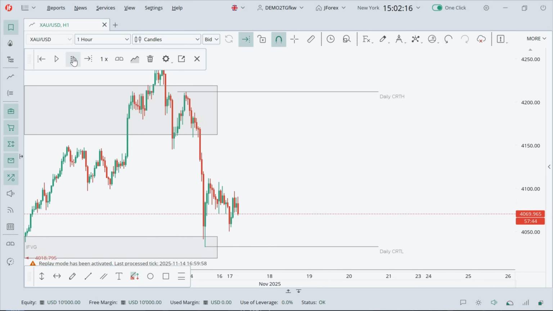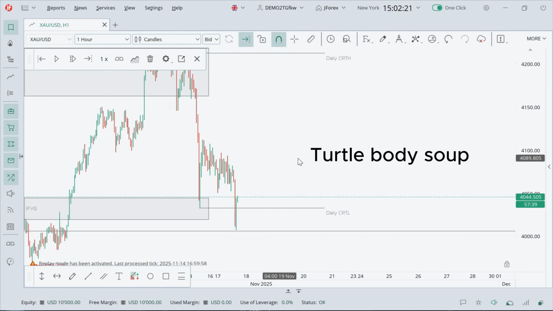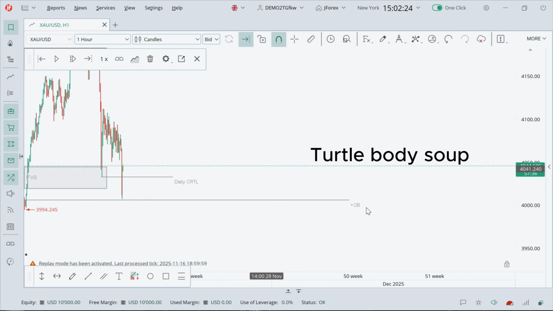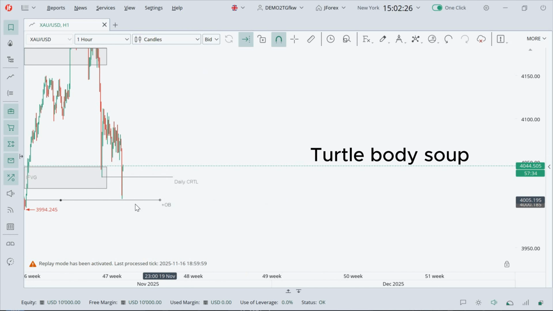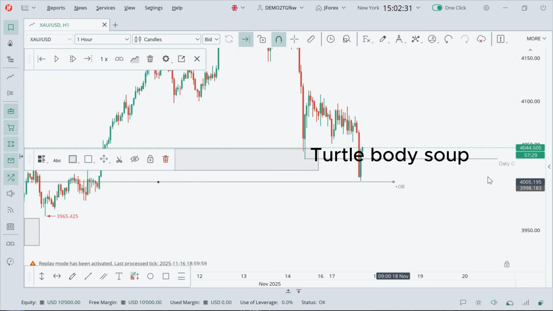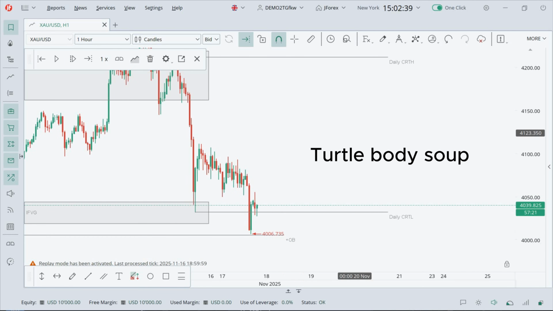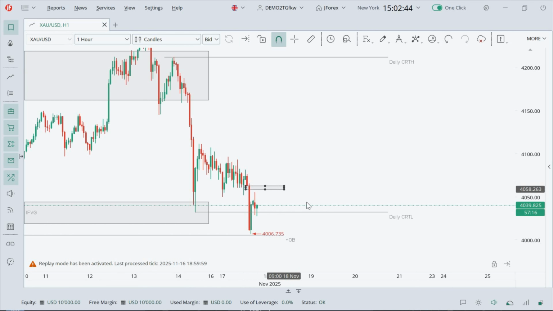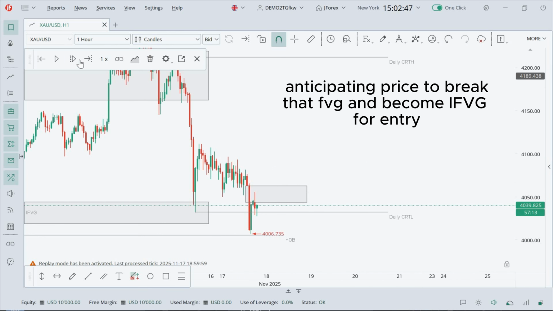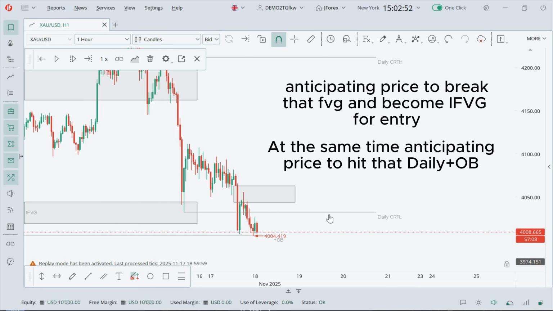Now let's wait for price to sweep that daily CRT low. There is a turtle body soup. The turtle body soup touched the order block. Now let's see where price will go. There is a bearish fair value gap there which we anticipate price to break through and become an inversion fair value gap.